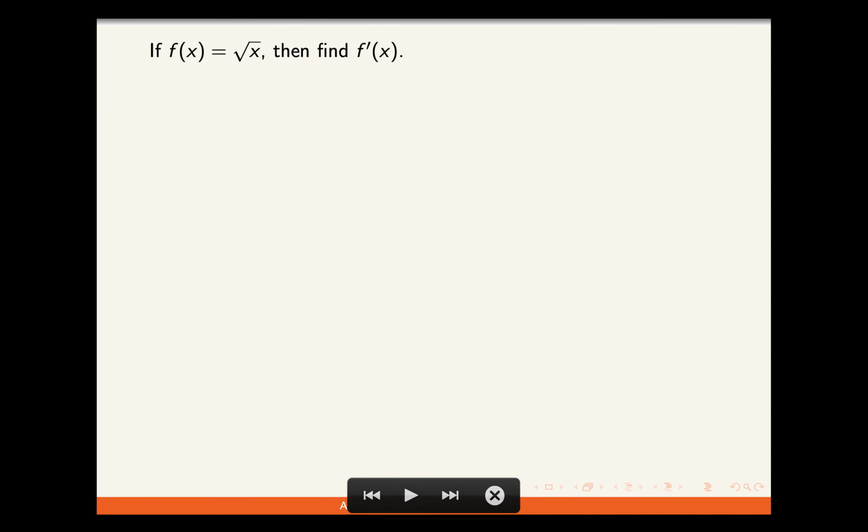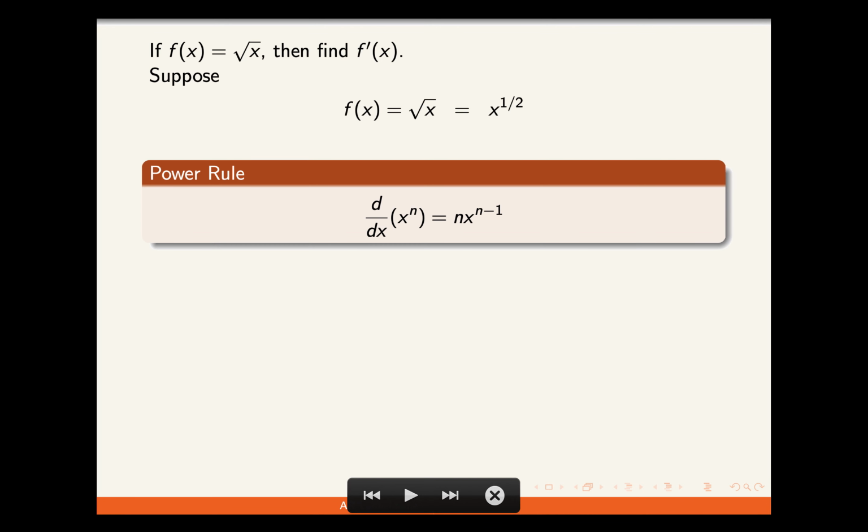Alright, let's see how to find the derivative if the function is the square root of x. Since f of x is given as the square root of x, we can change the square root of x into exponent form as x to the power 1/2. When we write it in that form, we can clearly see that we can use the power rule. So we can just bring the power down, right? So 1/2 is down, write down the x as it is, subtract the power by 1.